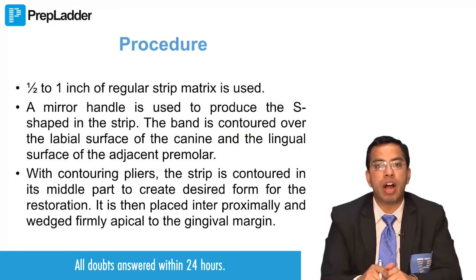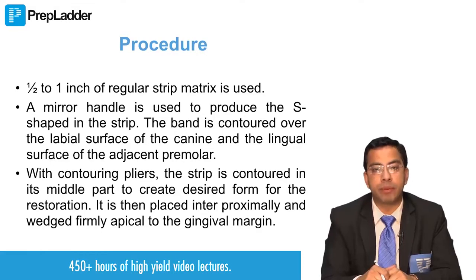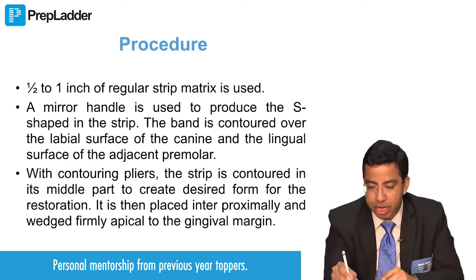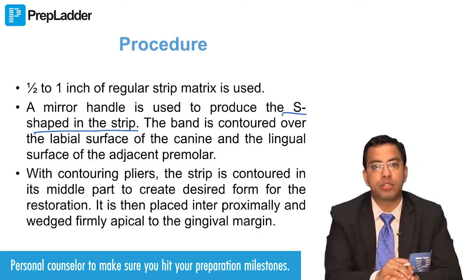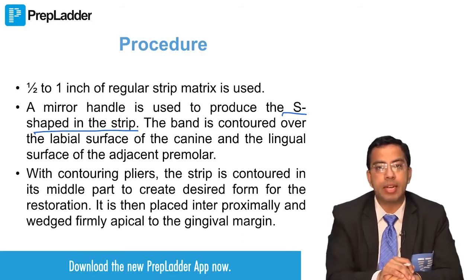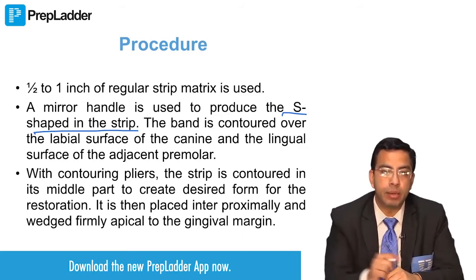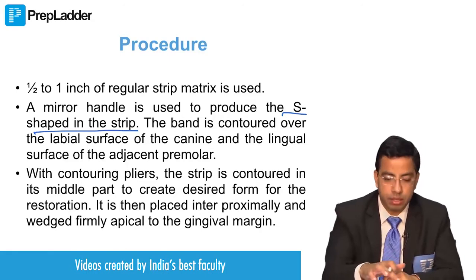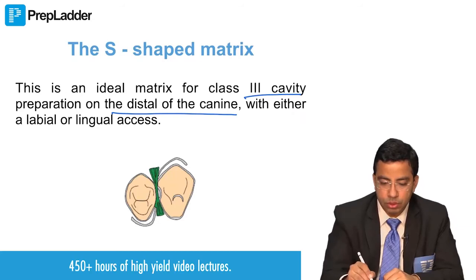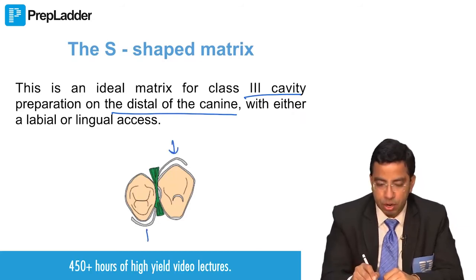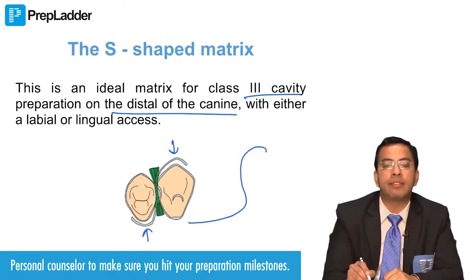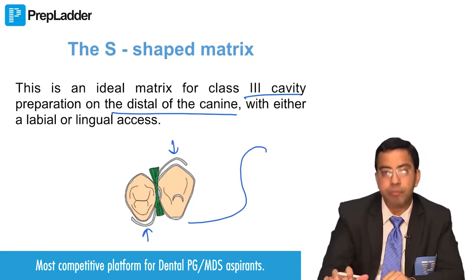Procedure: you take a ½ inch to 1 inch of the regular strip matrix. A mirror handle is used to produce the S shape in the strip. The band is contoured over the labial surface of the canine and the lingual surface of the adjacent premolar as is shown in the photograph. So, on one side it is on the labial surface, on one side it is on the lingual surface, creating an S, and that is why it is called the S-shaped matrix.